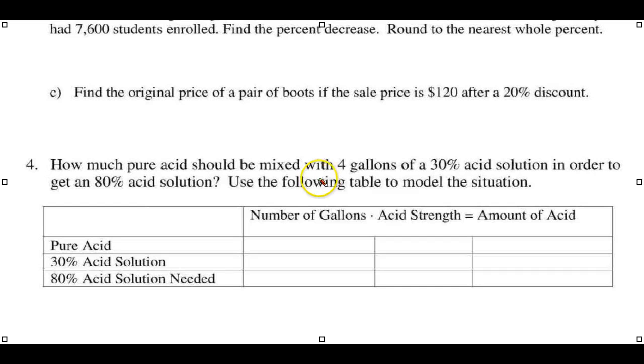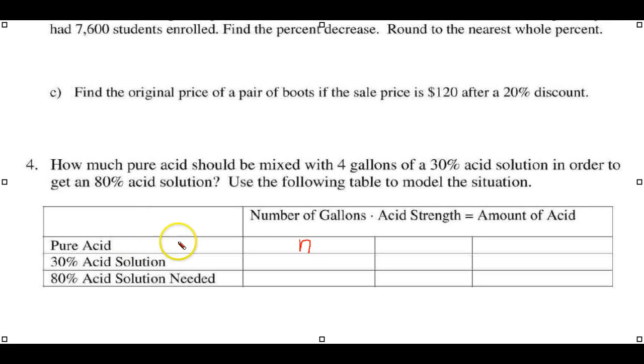Now, in the last example, this is a mixture problem. How much pure acid should be mixed with 4 gallons of 30% acid in order to produce an 80% acid solution? And they're suggesting you use a chart. So how much pure acid should you use? We don't know. So we're going to call that, let's say, N. Could use X as well.